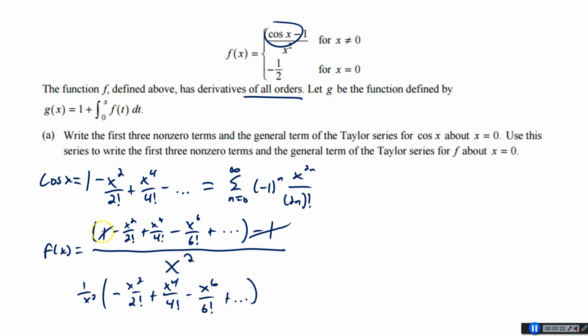So you should be able to see just from this that you're just going to be reducing all the powers by 2, right? So these 1s are gone. So you're going to divide everything by x squared, so x squared over x squared is just 1. So this is going to be negative 1 over 2 factorial. And then it's going to be plus x squared over 4 factorial instead of x to the fourth, and then minus x to the fourth over 6 factorial, etc., etc. So there's our first three non-zero terms. We got them right there. They also want the general term. So let's see if we can figure that out.